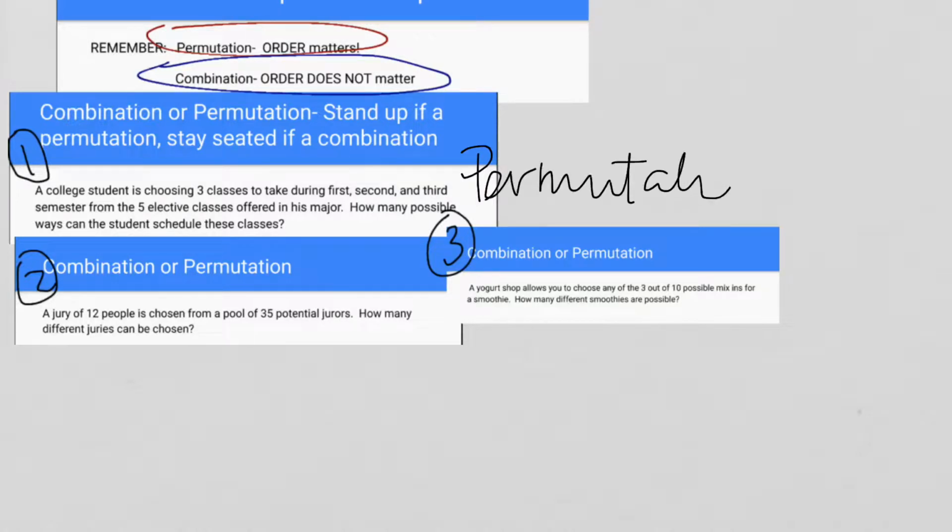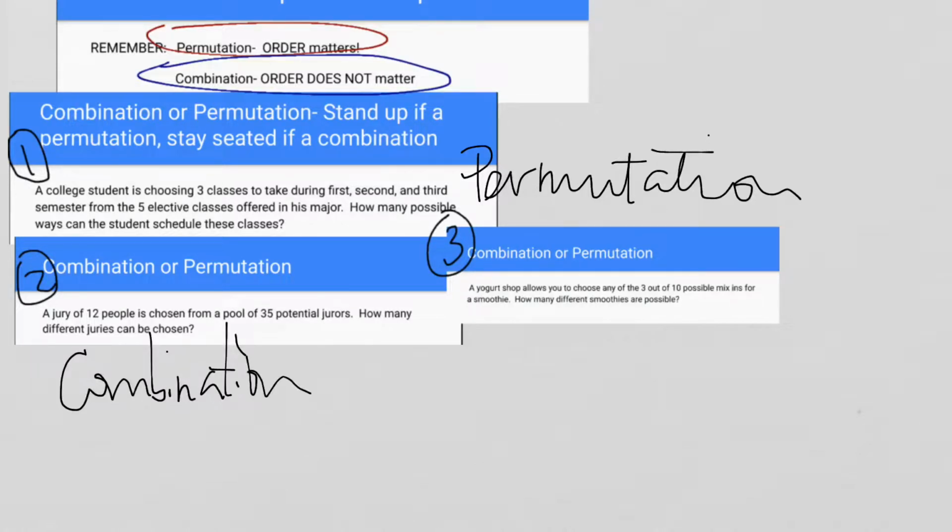For number 2, a jury of 12 people is chosen from a pool of 35 potential jurors. How many different juries can be chosen? Order doesn't matter for this, about how you choose people. So this is a combination.